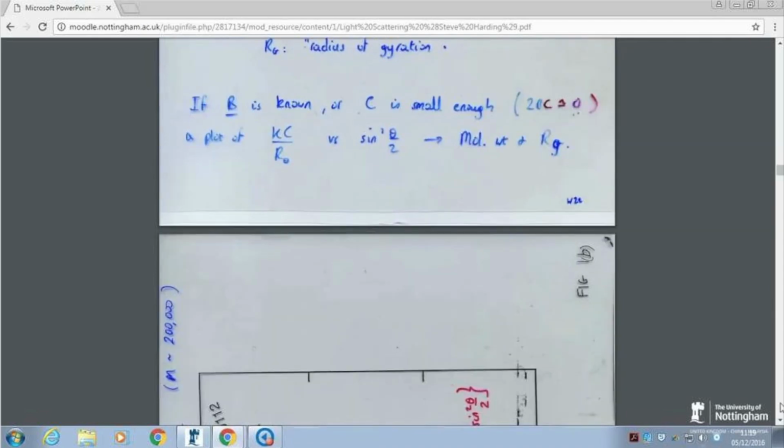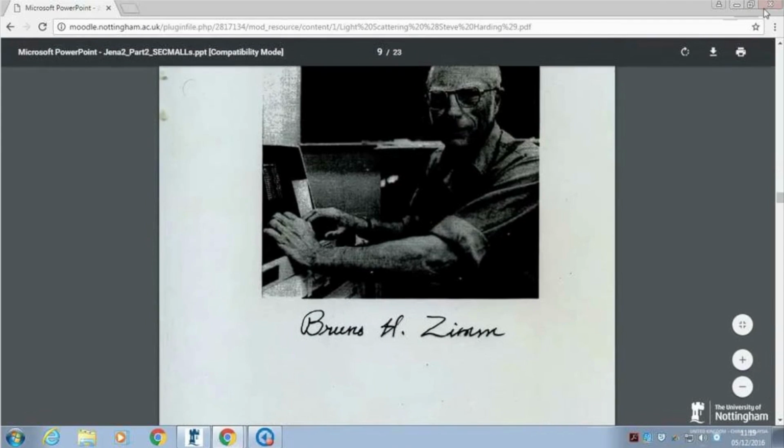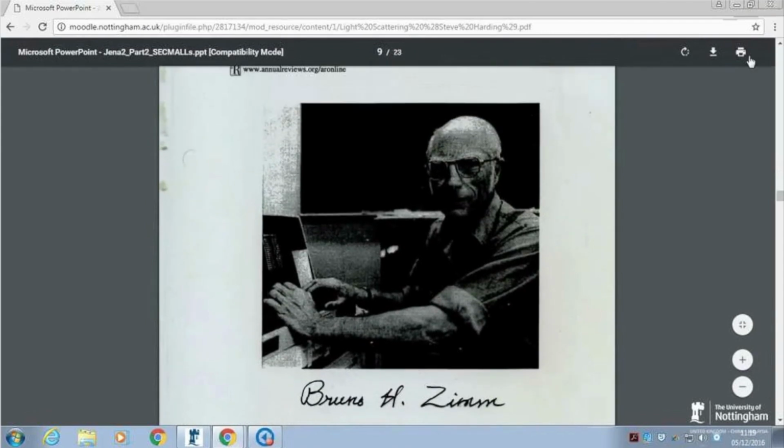Now this bloke here, skip that. This bloke here, Zimm, he had this great idea of doing extrapolations on the same plot.